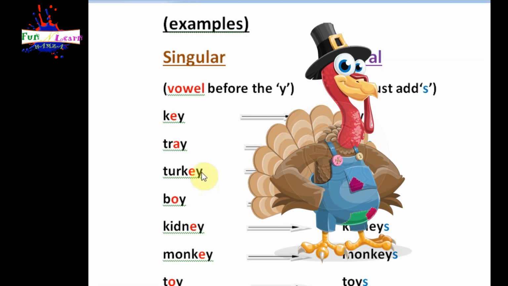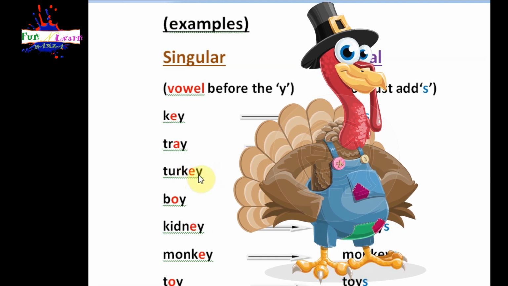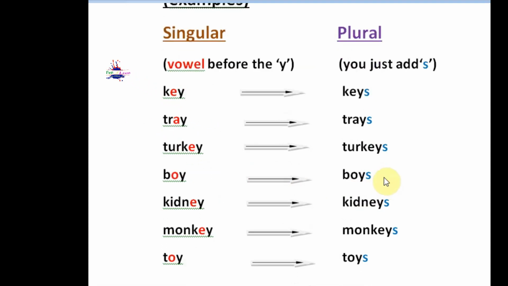Turkey. Again, this word ends in a Y. And before the Y, we have a vowel again. So what do we do? We do not remove the Y. We don't change it with an I to make it a plural. We just add an S at the end. Turkeys, and it becomes a plural noun.